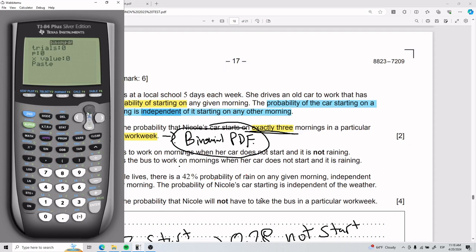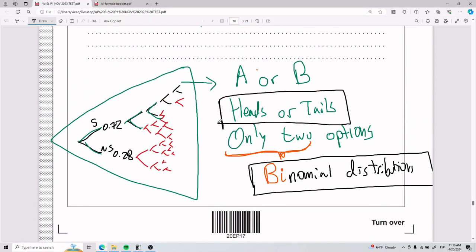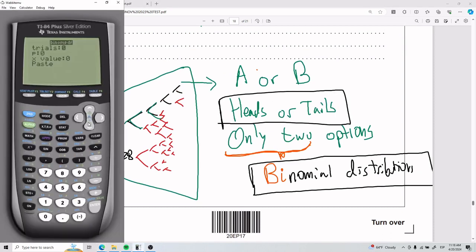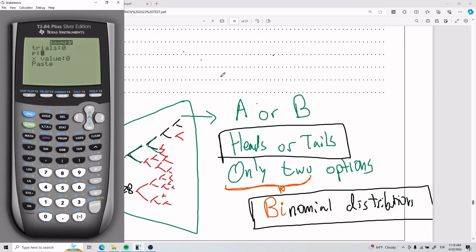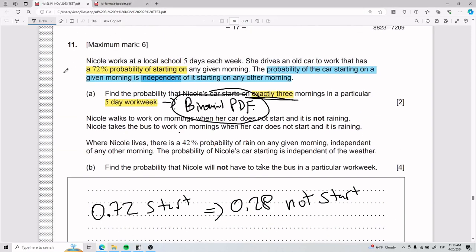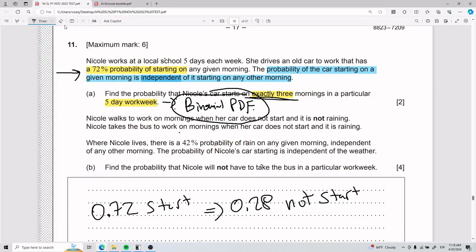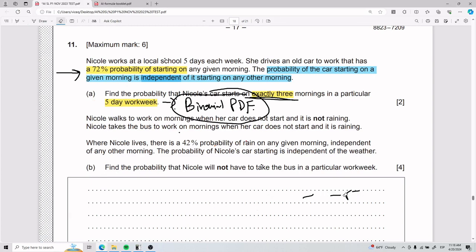What is what, right? So trials, think about it this way. Trials is sort of like the amount of times you're going to be throwing the coin. P is the probability that the coin lands heads, or in this case, it's going to be the probability of it starting, right? And then the x value is how many times you want it to successfully have started. All right, so let me explain that one more time because it's super important.